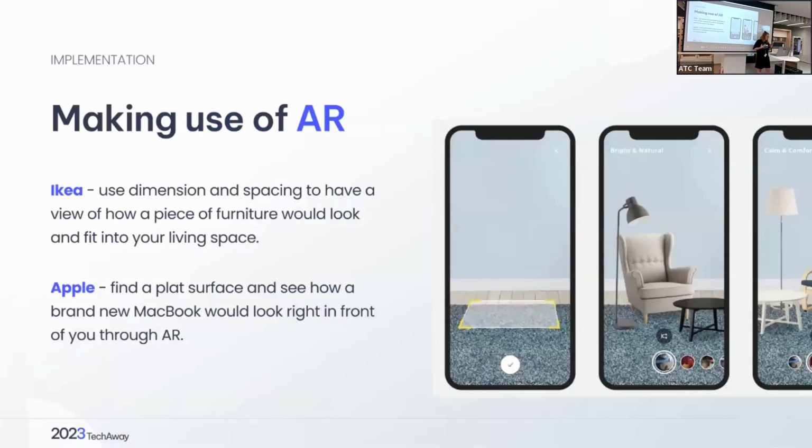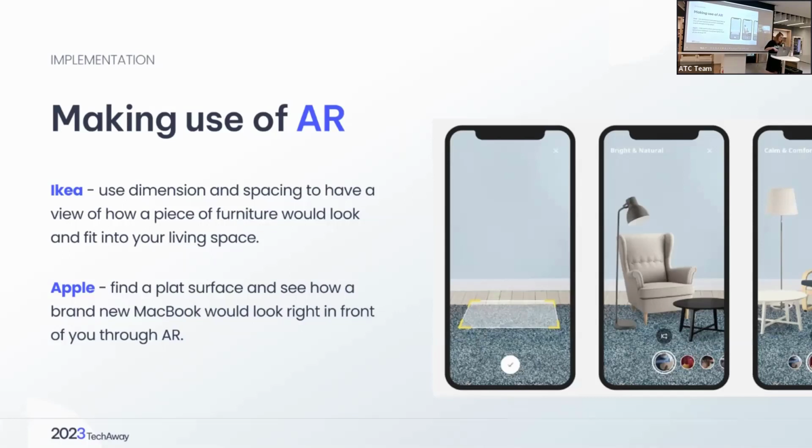Two use cases of effectively using augmented reality are IKEA and Apple. Both Apple and IKEA have great examples of enhancing what they have to offer by implementing AR into their website or app. Both have ways where people can test out the product before actual purchase. Apple has an experience where you can take a desk or a flat surface and they will bring up a brand new MacBook for you. IKEA is a bit more useful in allowing you to play with dimension and spacing by having a view of how a piece of furniture will look in your living space. So that is an example of the IKEA app.